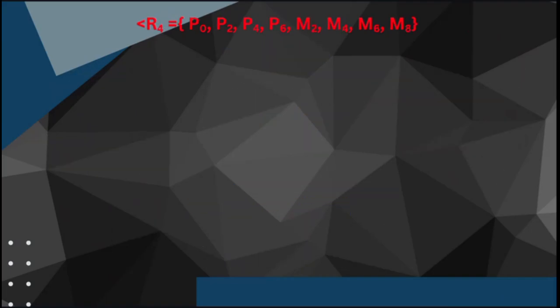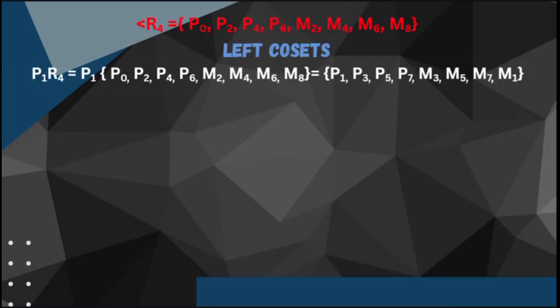Next subgroup, we have R sub 4, whose elements are row sub 0, row sub 2, row sub 4, row sub 6, mu sub 2, mu sub 4, mu sub 6, and mu sub 8. For the left cosets, we have row sub 1 multiplied by R sub 4. The result is row sub 1, row sub 3, row sub 5, row sub 7, mu sub 3, mu sub 5, mu sub 7, and mu sub 1.